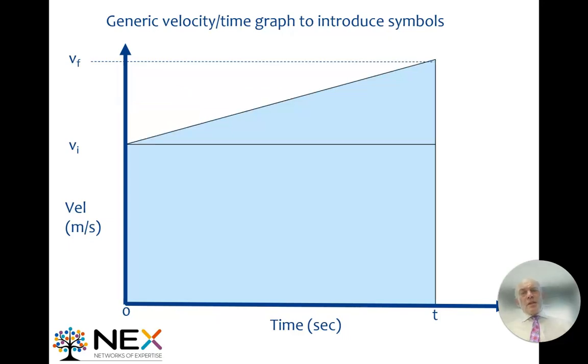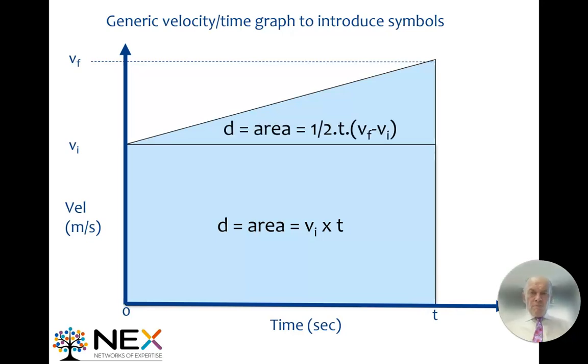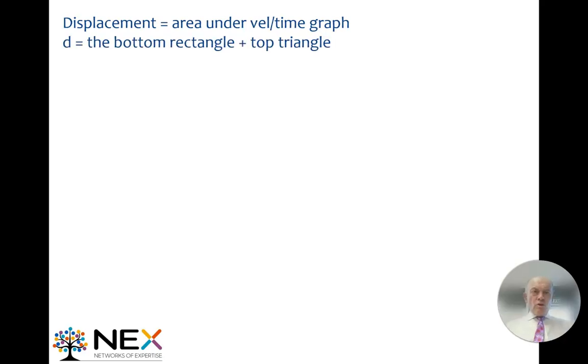We can look at the displacement another way. We can have the bottom rectangle, the area of that is equal to initial velocity times the time, and the top triangle, which is half times the base times the height, which is half times the time times the difference in the two velocities, Vf minus Vi. Then we can rearrange this here. So the total displacement is those two areas added together: the bottom rectangle plus the top triangle, Vi t as before, plus half times base times the height, Vf minus Vi.